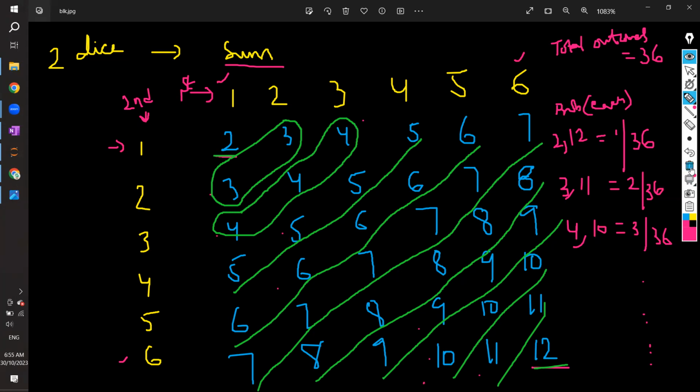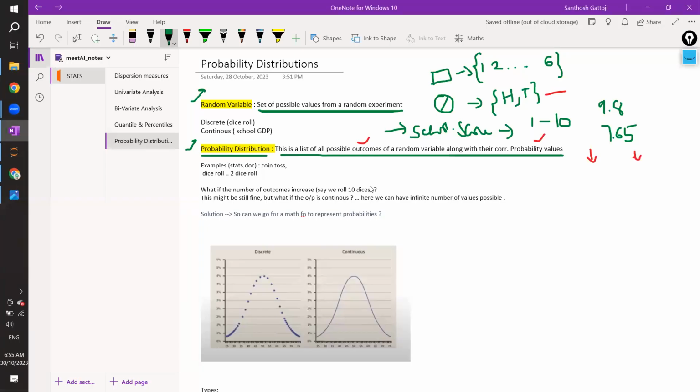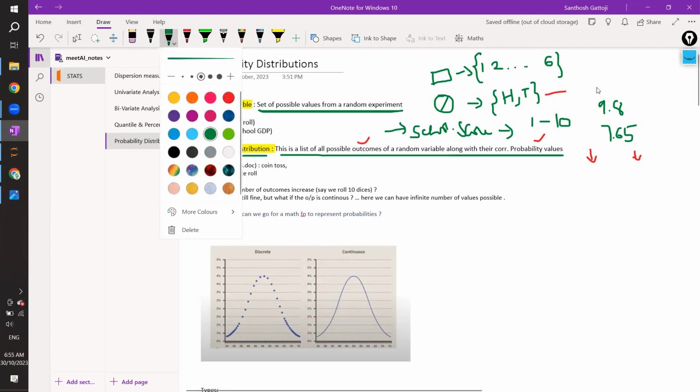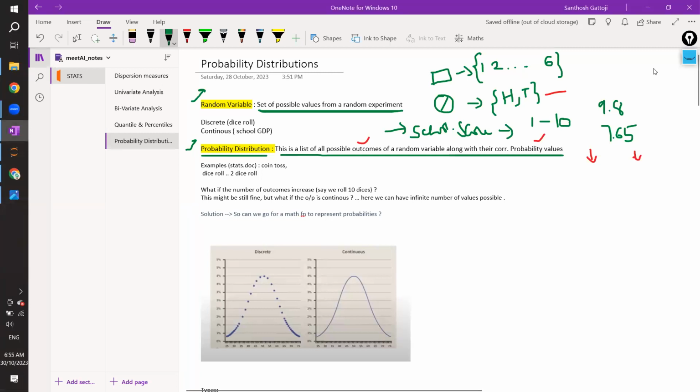Right? So now see, now if you go back, when you are rolling one dice, you got six possible outcomes. Agree? Two dice, how many possible outcomes do you get for the sum? 36. Now the point here is, if I have, let's say, 10 dice, can you see how many possible outcomes we have?